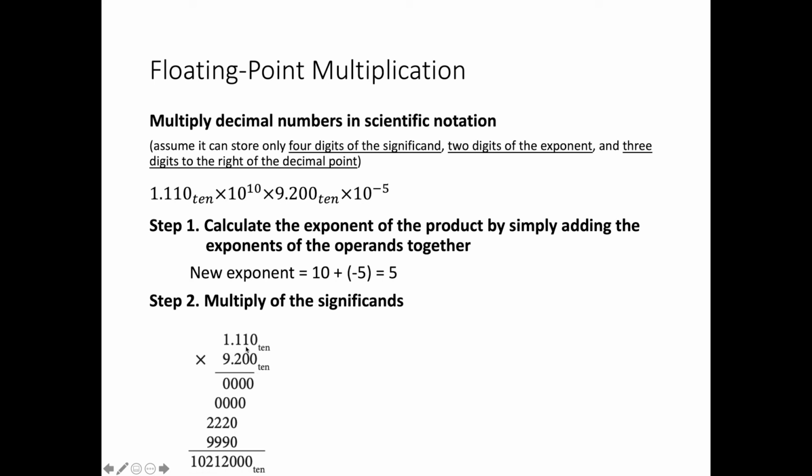Since we have 3 digits of fraction in one number and 3 digits of fraction in the other, we should add the point here, which is moving 6 digits from the right side. So 1, 2, 3, 4, 5, 6. And that should be the result of multiplying the significands. After we get this significand, we can combine it with the exponent, and then we get this result.